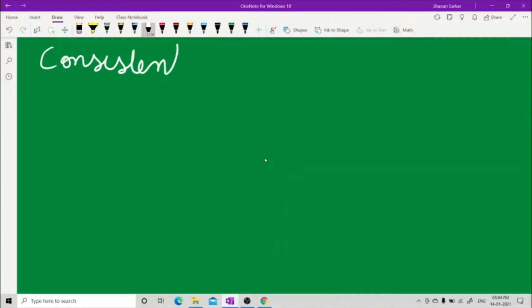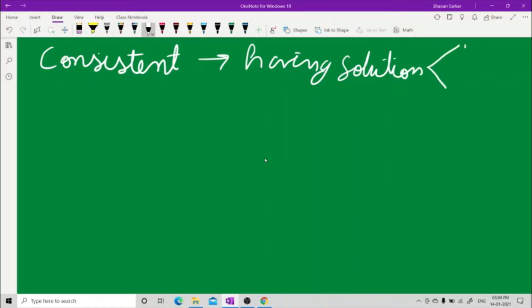Consistent. You will come across this word many times. This means having a solution. That means it could be a unique solution or infinite solution. Now there is another case called the inconsistent.